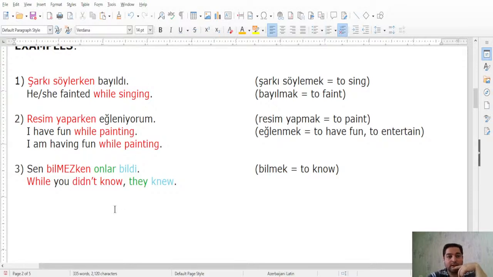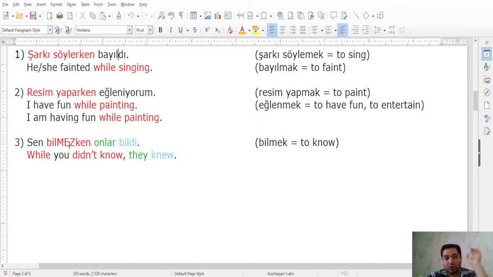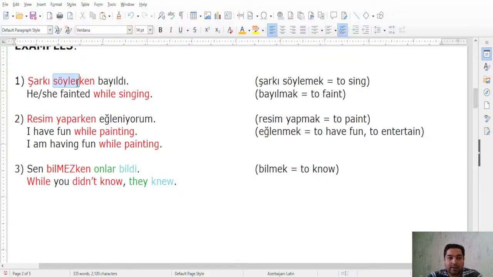Okay, let me undo that. So you see, always here söyler, yapar, and bilmez. As a base, we use the third person singular. And again, the real tense comes from the main action verb. That's why here we translated it as "while you didn't know, they knew." That's the more appropriate translation because we know the main action verb as a tense.